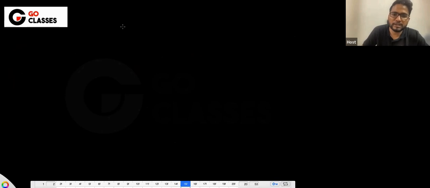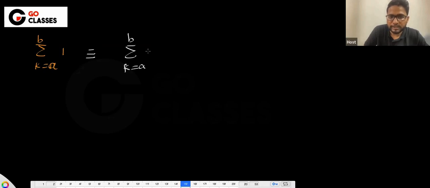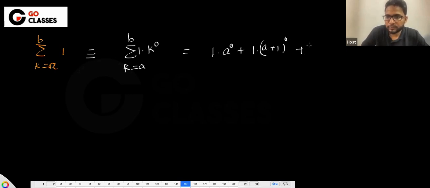If you have just this summation, k equal to A to B, and then just 1, then you can think about it like this: k equal to A to B, and then this is k power 0. 1 into k power 0. I mean, there is no k, but anyway, if you want, you can write it like this. It means 1 into A power 0, plus 1 into A plus 1 power 0, plus 1 into A plus 2 power 0. I'm just writing it, and 1 into B power 0 at the end.